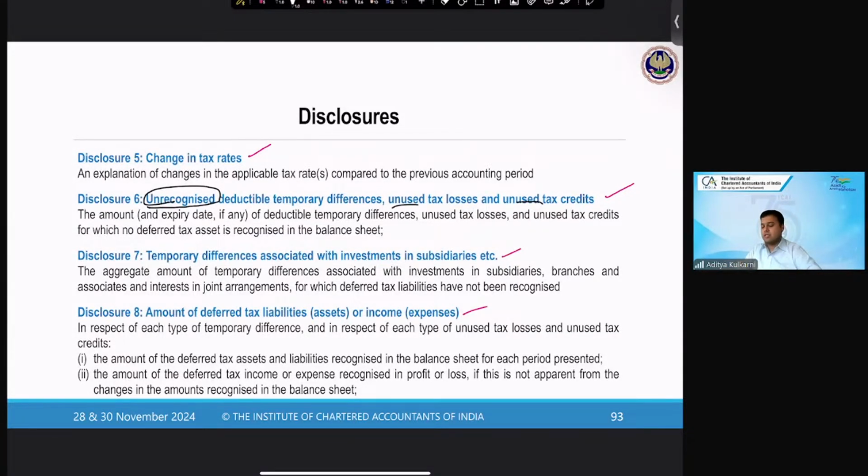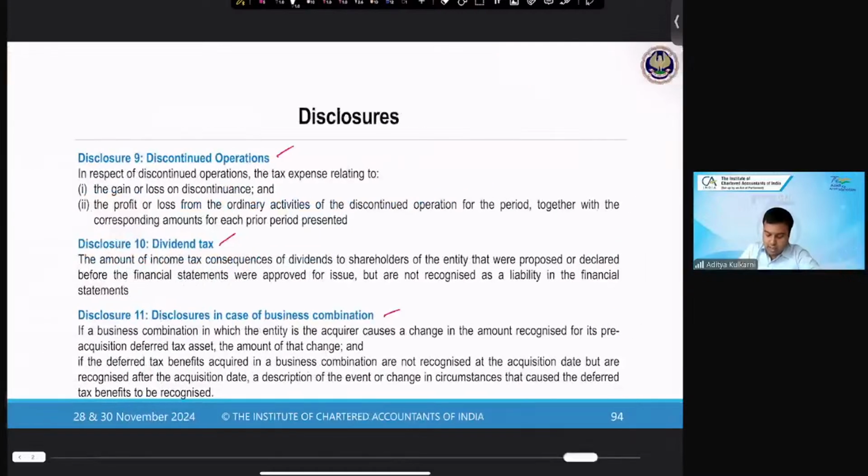Temporary differences associated with investment in subsidiaries. Amount of DTL or DTA or income or expenses you need to show. Discontinued operations, the tax expense relating to them. Dividend tax if you have. Disclosures in case of business combination: what is the change if a business combination in which the entity is the acquirer causes a change in the amount recognized for its pre-acquisition DTA. If the DTA benefits acquired are not recognized but are recognized after the acquisition date, give a description of the event or change that caused the deferred tax benefits to be recognized.